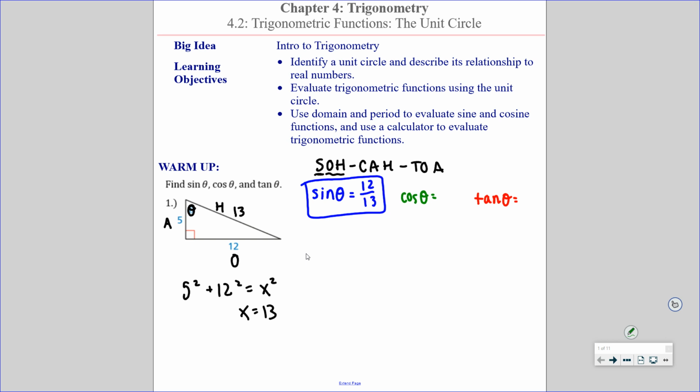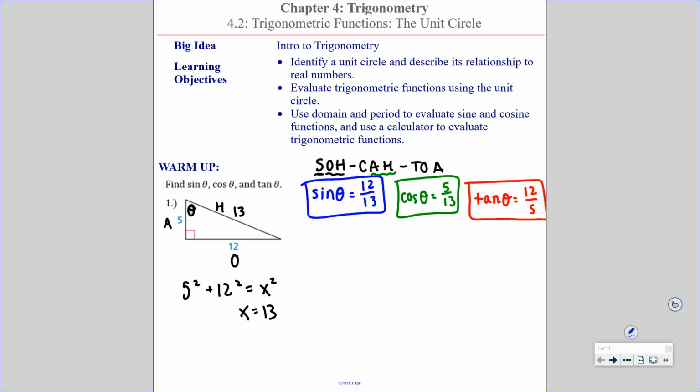Opposite, 12 over 5. All right, so cosine would then be what? Adjacent over hypotenuse, 5 over 13. That's pretty neat. Tangent is opposite over adjacent, 12 over 5. Okay. What is sine, cosine, tangent? They're just a ratio of the side lengths. That's really all it is.